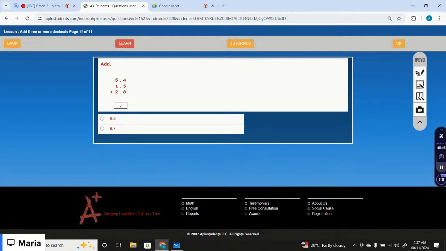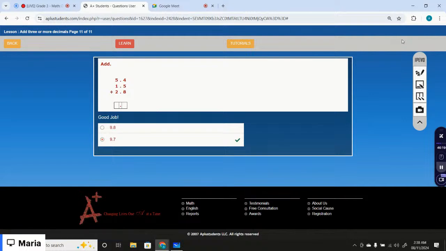5.4 plus 1.5 plus 2.8. So which is the correct option? The correct option is, very good. That's option number 2, 9.7 it is, right?